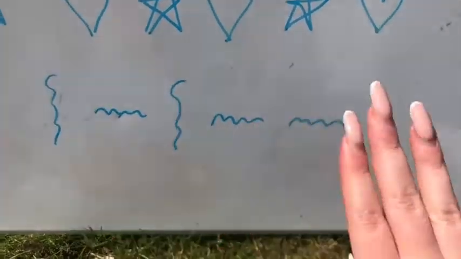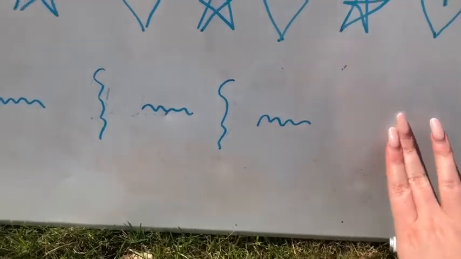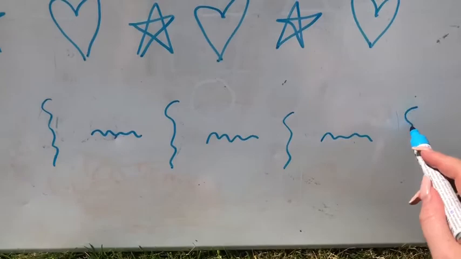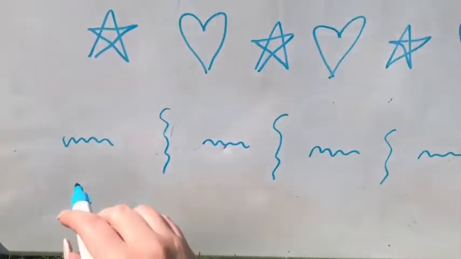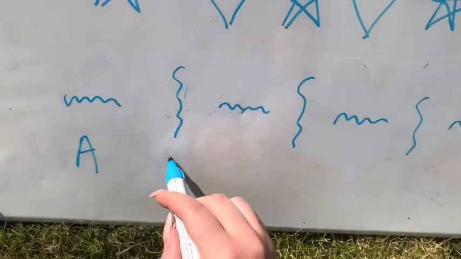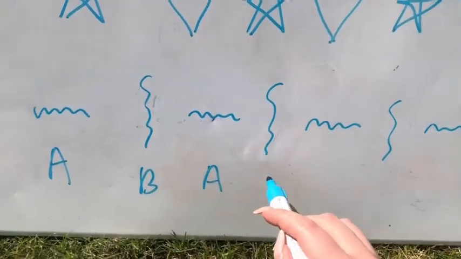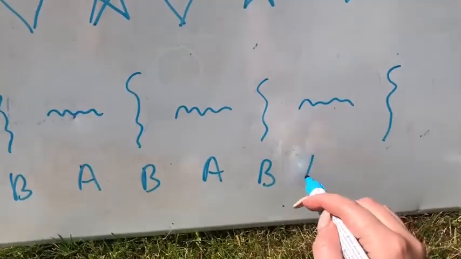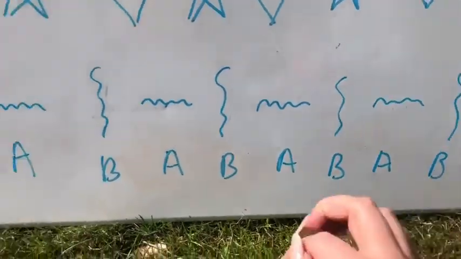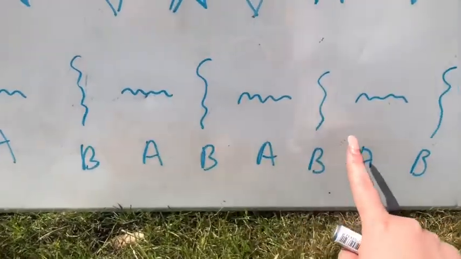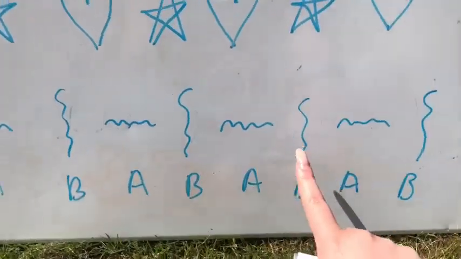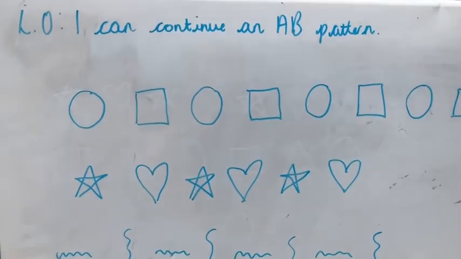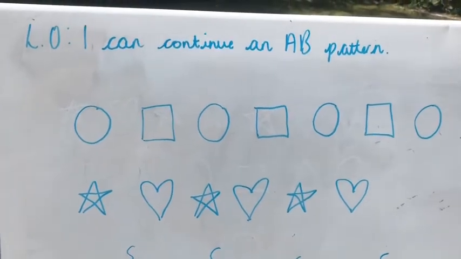A, A. That's not right, silly Miss Shannon. It should be one down. There we go. Then one across, one down. Do you see? So we've got A, B, A, B, A, B, A, B. Do you see how all of the A's are the same? Because we've repeated them. And all of the B's are the same because we've repeated them as well. Excellent job, guys.